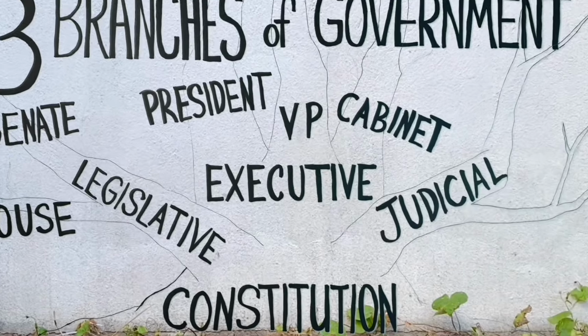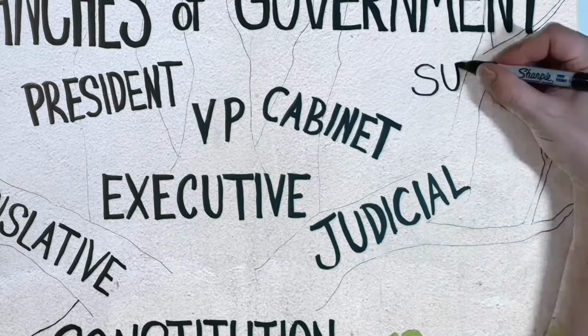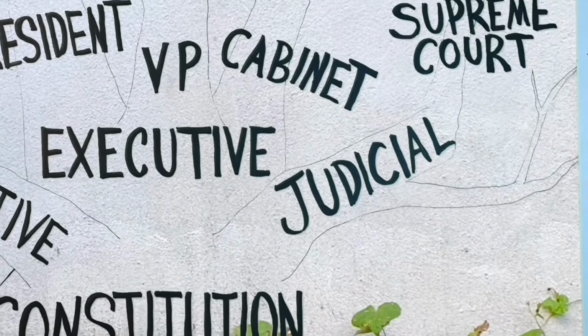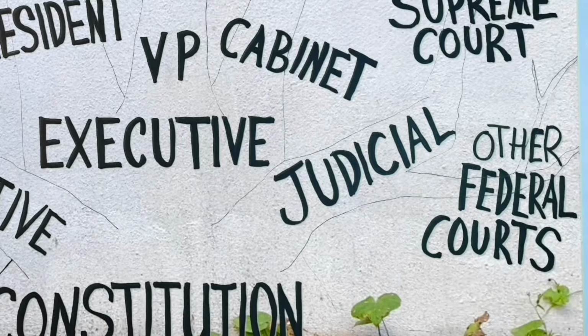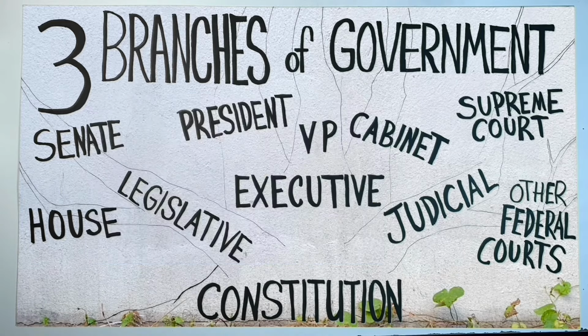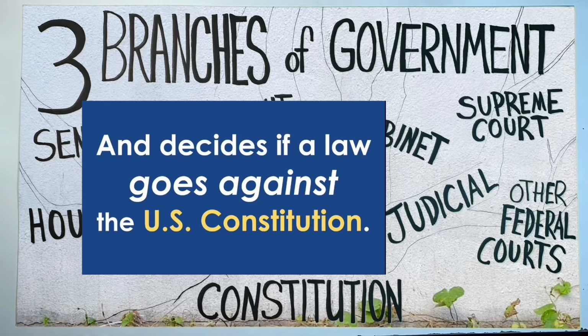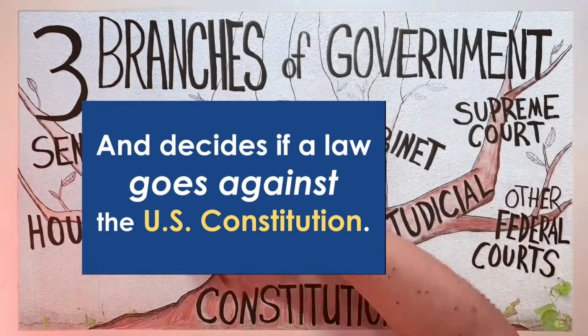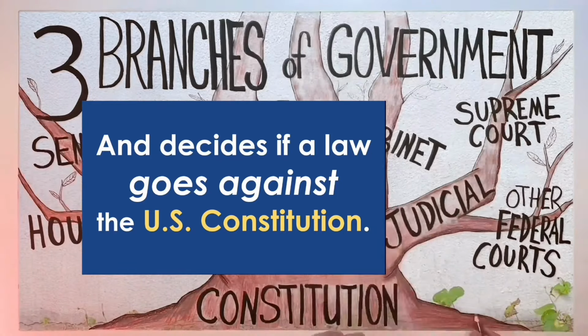The judicial branch has many parts: Supreme Court and federal courts. The judicial branch reviews laws from Congress and decides if a law goes against the United States Constitution.